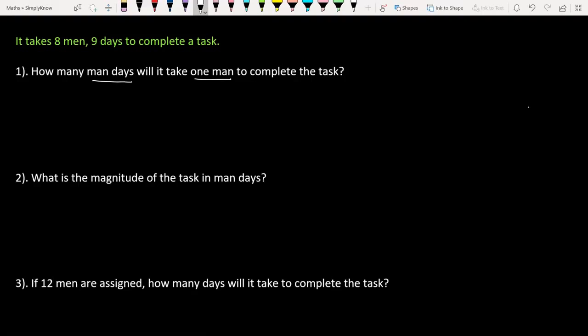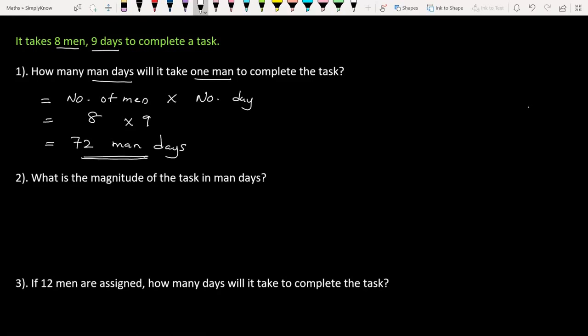Now this is about the magnitude of the task. So how do we find this? We can easily find this by multiplying number of men and number of days. 8 men take 9 days, 8 times 9. We know that lesser the number of men, higher the number of days. So it has to be 8 times 9, 72 man days. So one man will take 72 days to complete the same task.